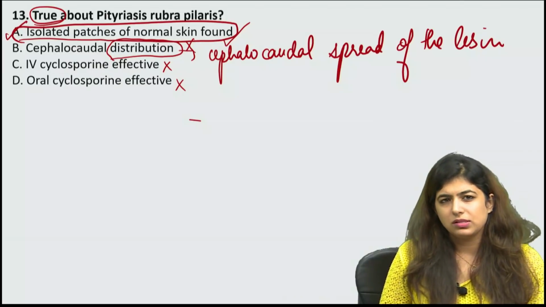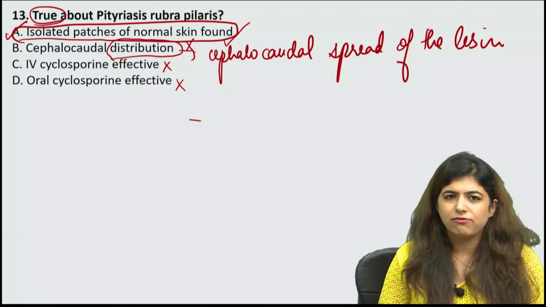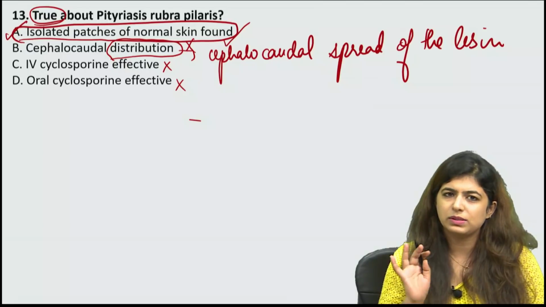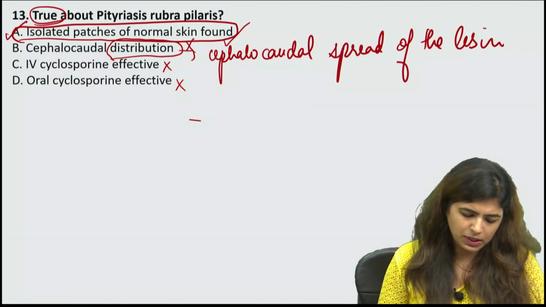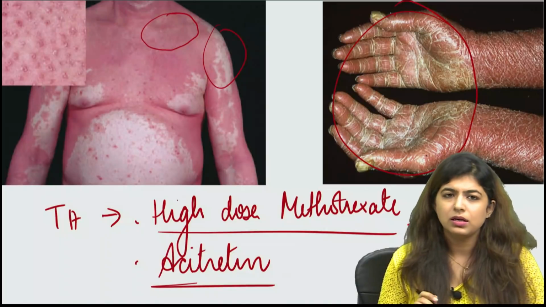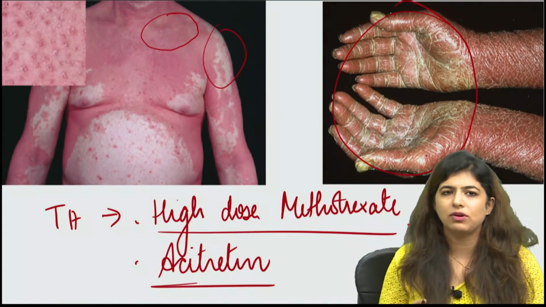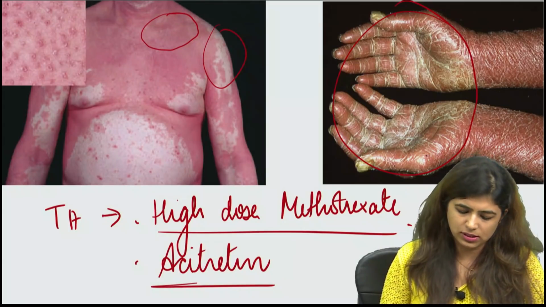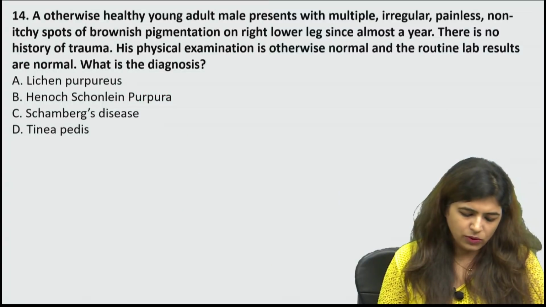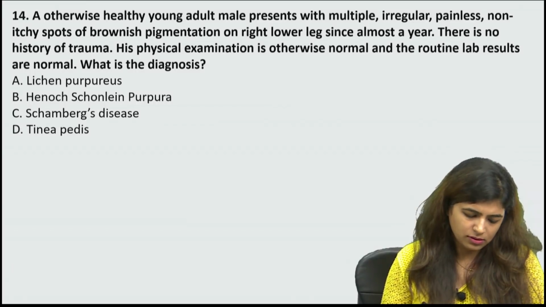PRP is important because it is asked almost every 3-4 exams. They will give you a question on PRP. An image can also be given. Identify the skip lesions. That will help you in arriving at the diagnosis. Moving to the next question.